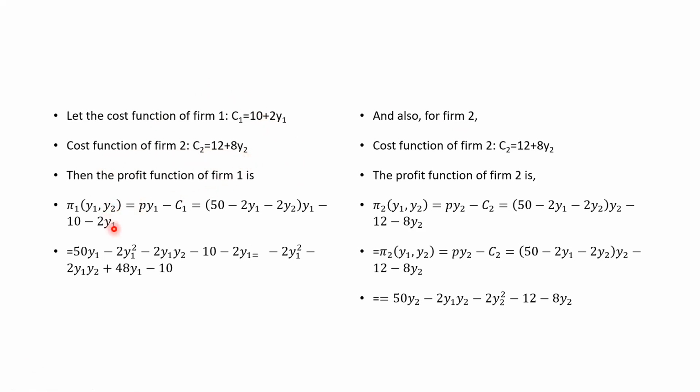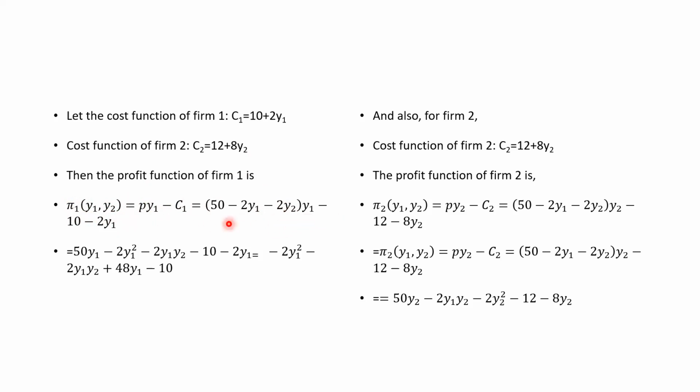Now, the profit function. Profit depends on the common price. Price is a function of the two output levels. So, obviously, profit of firm 1, pi 1, is a function of output levels y1 and y2, because price is a function of the two output levels. So, this is equal to P into y1, which is the revenue of the first firm, the price into its output, minus its cost. So, what is the price? 50 minus 2y1 minus 2y2, which is the same for the two firms.